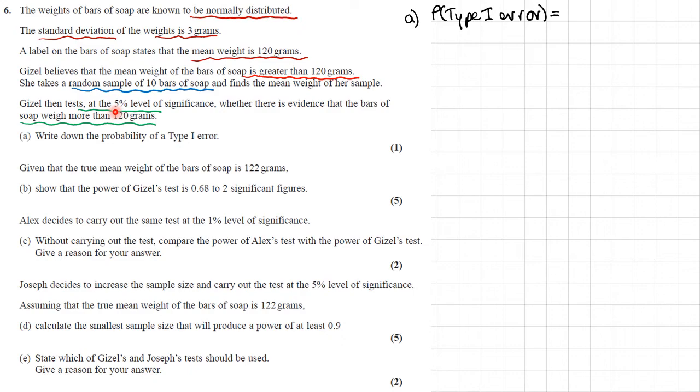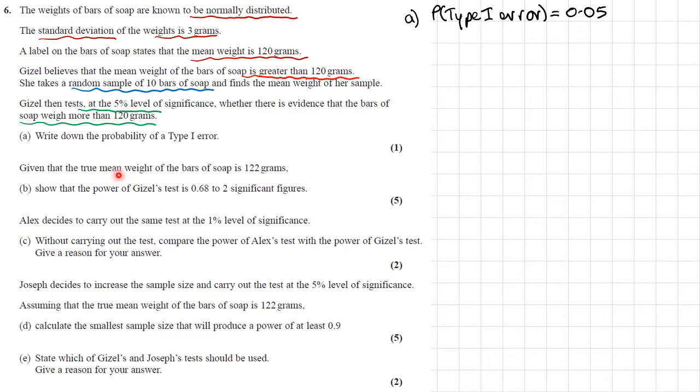Remember, type 1 error is the probability that you reject H0 given that H0 is true. Well, the probability that you're going to reject H0 is the actual significance level, so that is just 5% or 0.05.